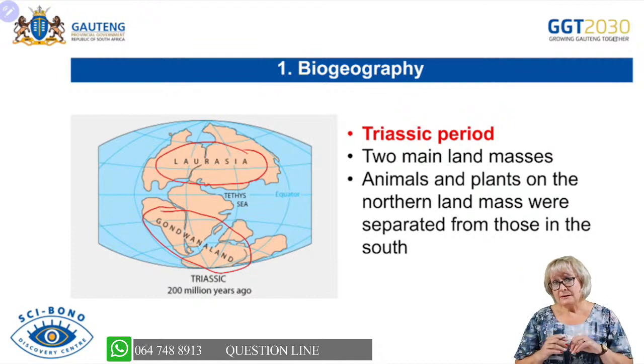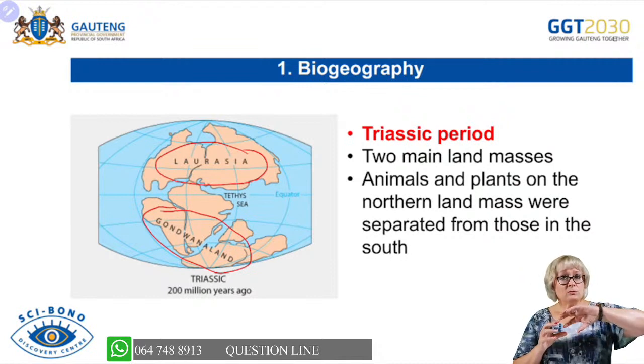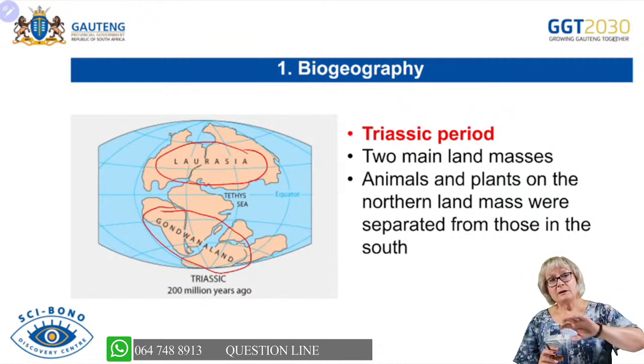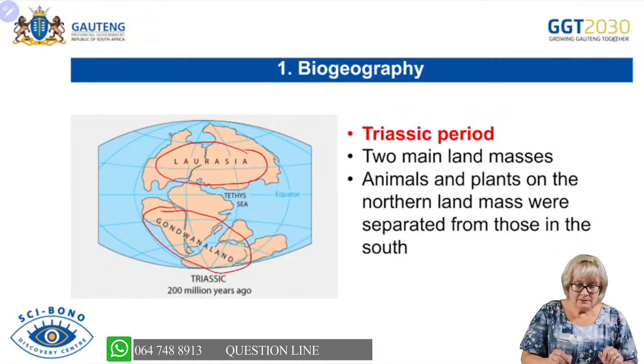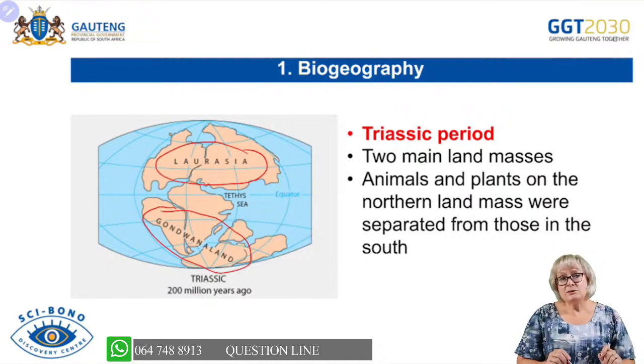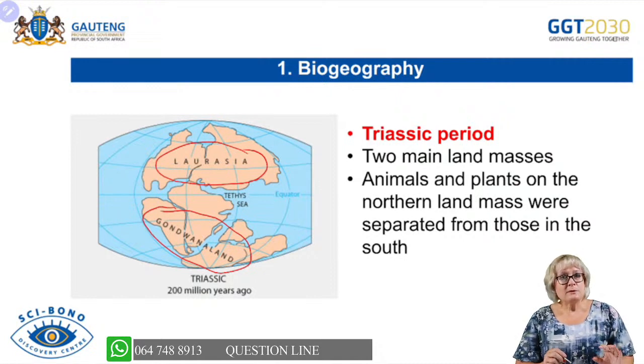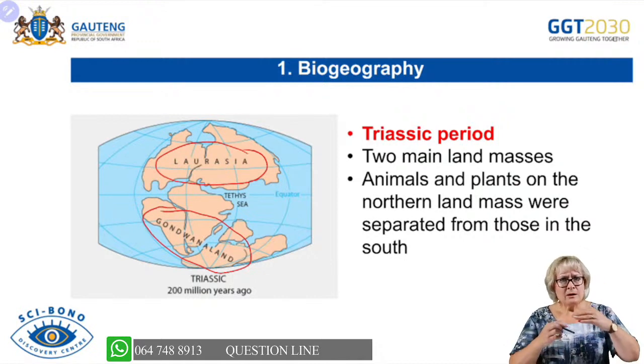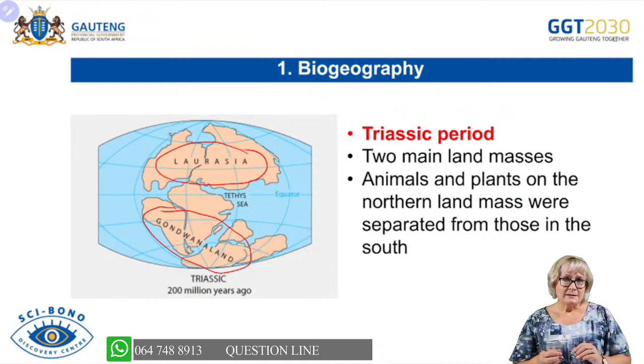So now suddenly, if an animal or a plant was here in Laurasia, they could not move to Gondwanaland. And the same for the plants and the animals in the south, in Gondwanaland, they couldn't really move to the north because now they were separated from one another.